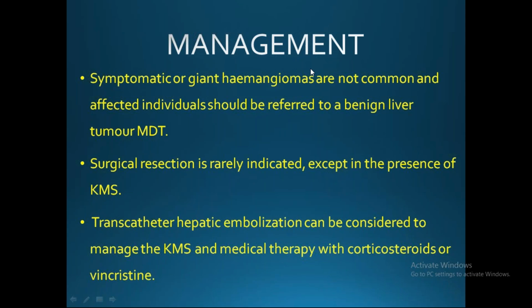That is transcatheter hepatic embolization. So what you do is you embolize the feeding vessels that are supplying the hemangioma. With that embolization, the tumor shrinks. This is the most common and most effective way of managing giant hemangiomas. If all these things fail, then we go for resection.